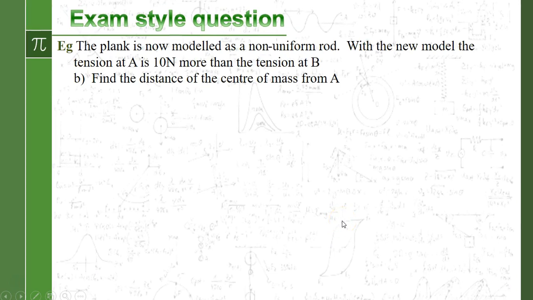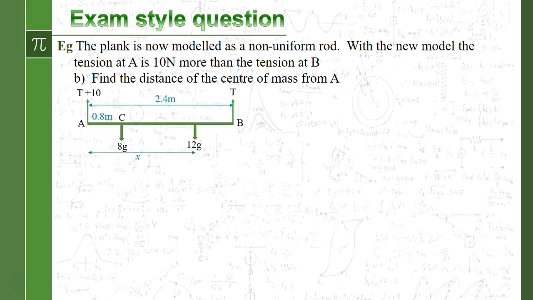So things have changed somewhat. It says the plank is now modelled as a non-uniform rod, and that's caused a change in the tension. The tension at A is 10 newtons more than the tension at B, and we need to find the distance of the centre of mass from A. So here we go again, diagram coming, because things have changed, and that's what we're now looking at.